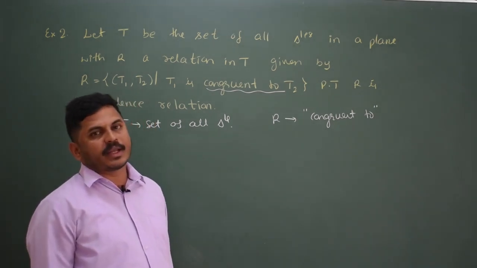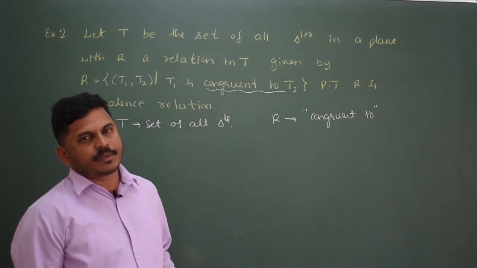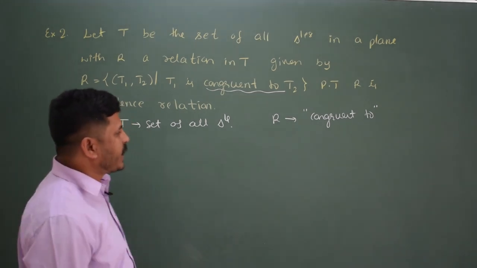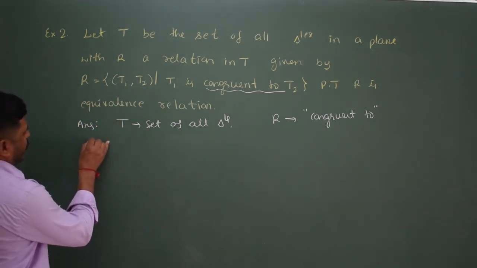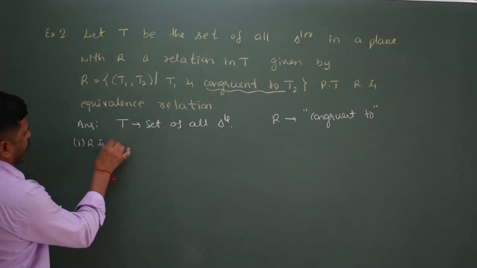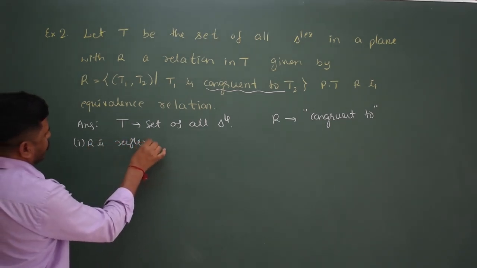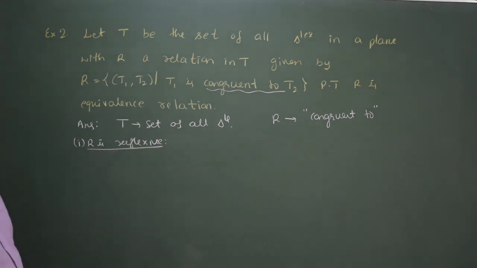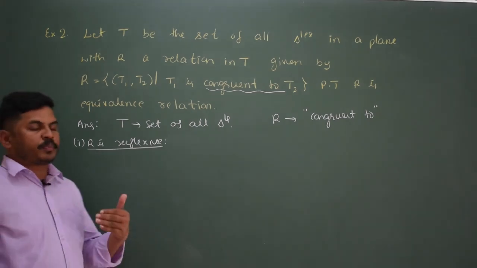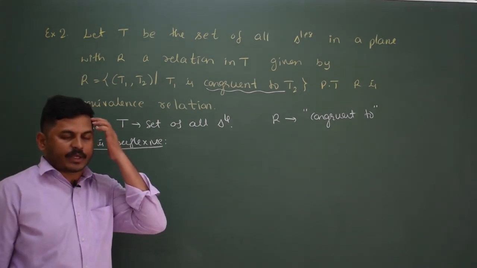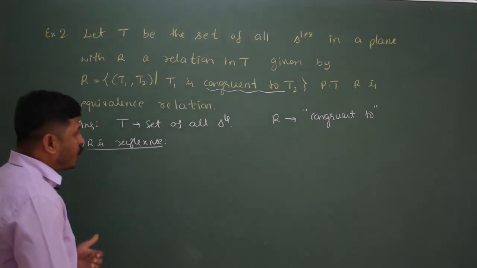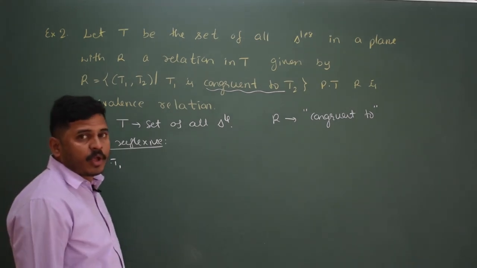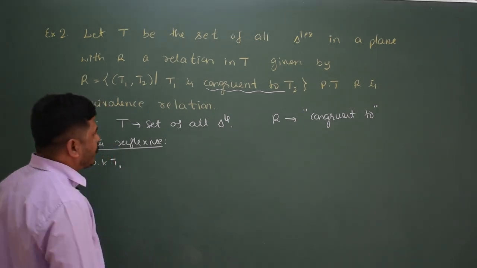What do you mean by equivalence relation? Equivalence relation means R should be reflexive, R should be symmetric, R should be transitive. So let us go one by one. First one, R is reflexive. What do you mean by reflexive and how do we prove the reflexive relation? A reflexive relation proof always starts from 'we know that'. What do you know?